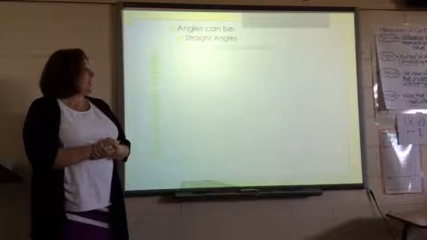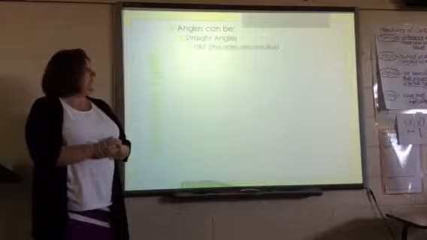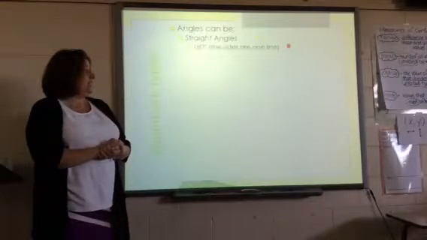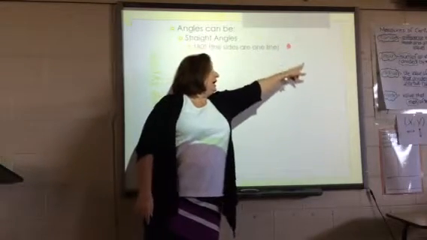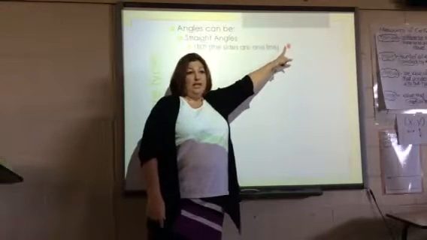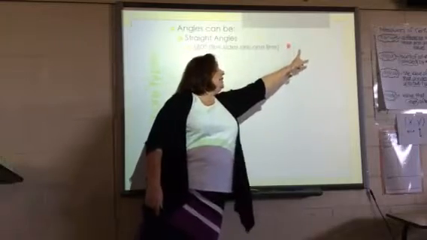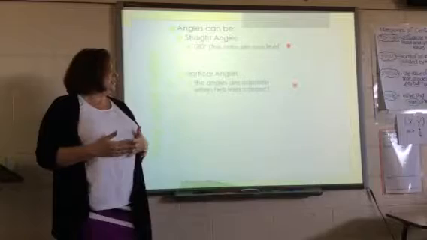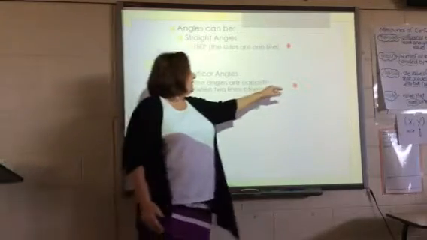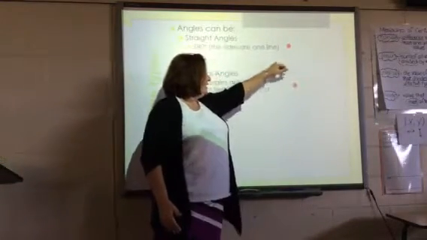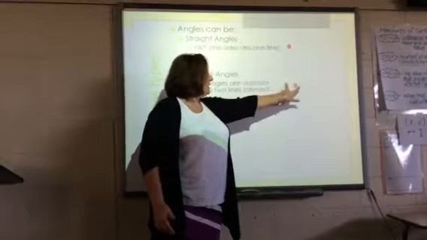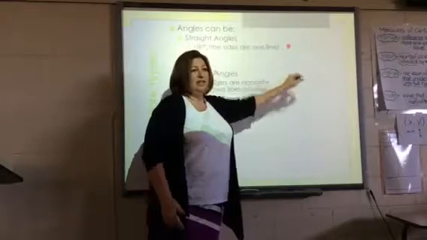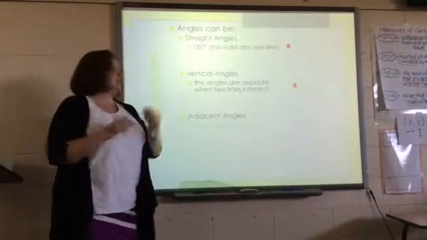Angles can be straight angles, meaning the degrees between the 2 sides are 180 degrees. The sides are on one line. The vertex can be anywhere on this line, but that's 180 degrees from side to side. We can have vertical angles, which means the angles are opposite when 2 lines intersect. Here's our vertex. These are vertical angles. These are vertical angles also. I just didn't have the little arcs there.